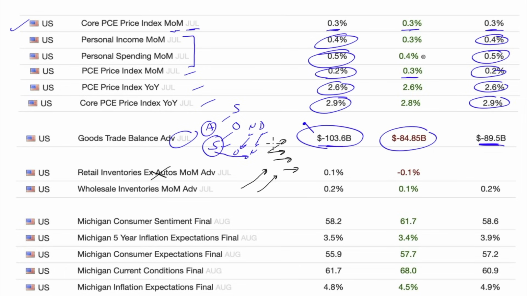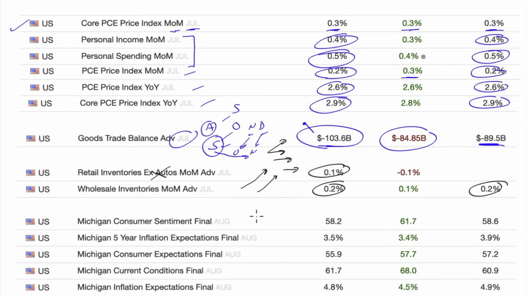So there are two interpretations. They're both up. Not much. Up 0.1, up 0.2, but again, as expected. Which interpretation is it? Is it that inventories are beginning to build up because they're not moving out the door, or are inventories building up in anticipation of a really strong consumer?